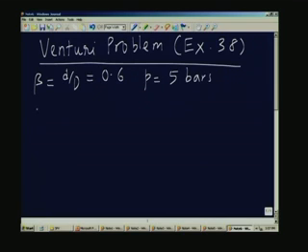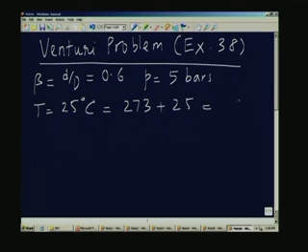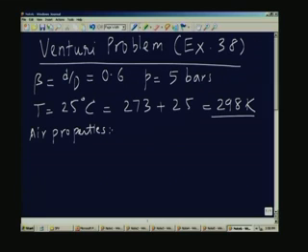and temperature is given as 25 degrees. So I will convert it to Kelvin. It is 298 Kelvin. So the air properties are evaluated at this pressure equal to 5 bars and 298 K.